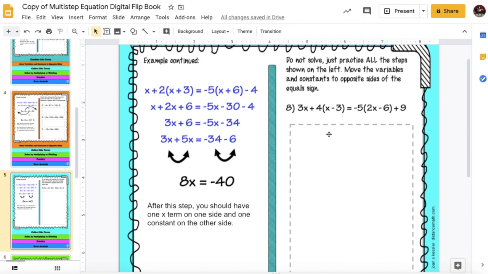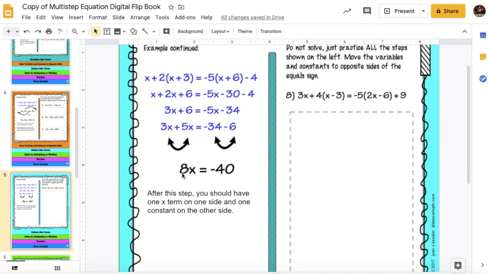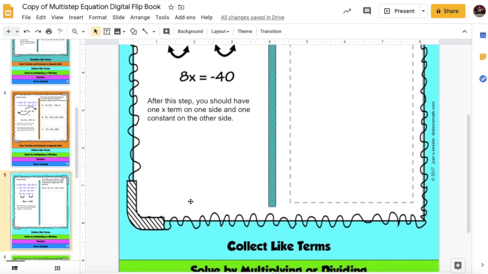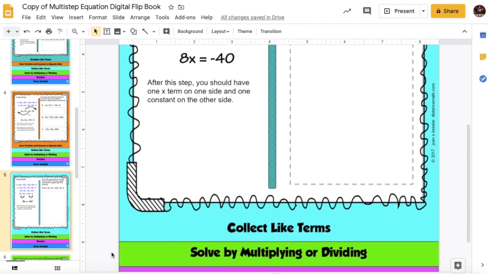And in this practice, you're going to do all of the steps up to this point. So you'll distribute, you'll combine like terms on each side, you'll move terms to the opposite side, and then you'll collect them together, and you should end up with two terms. Something x equals a constant, or it could be a constant equals something times x. After that, we solve by multiplying or dividing.